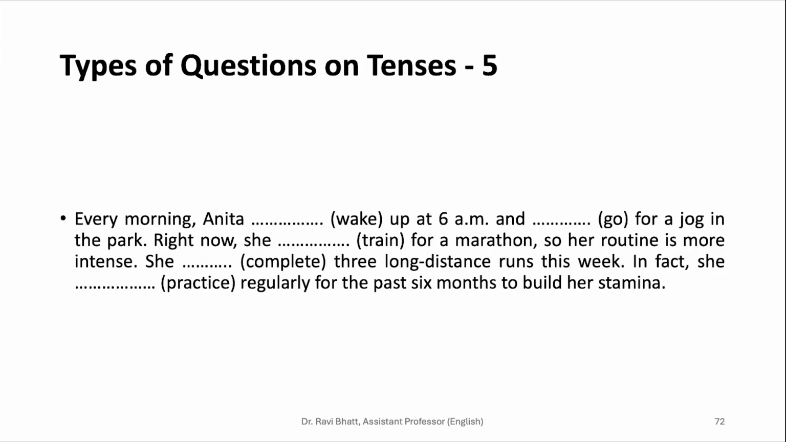And now here you can find some questions where you might have a lot of blanks in one single paragraph. Say, every morning, Anita dash, the base form is wake up at 6 a.m., and then again the base form is go for a jog in the park. Right now she dash for a marathon, where the base form is train. So her routine is more intense.